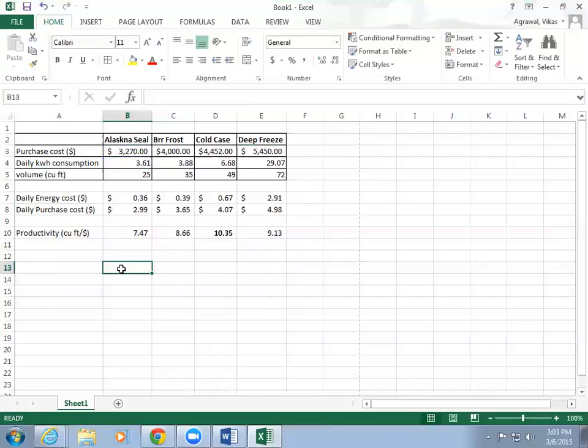So which option would you recommend? The cold case is the one, because that's the one giving me the most productivity for every dollar input.